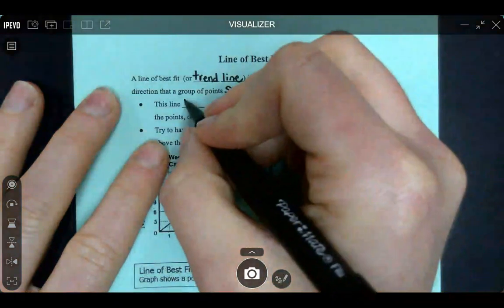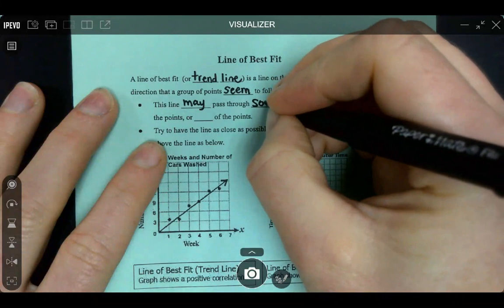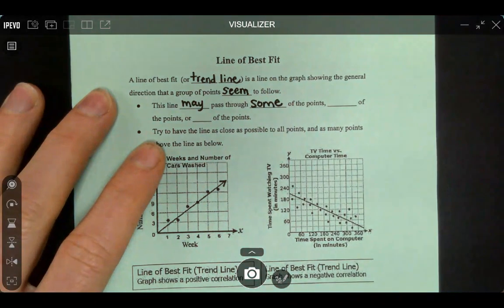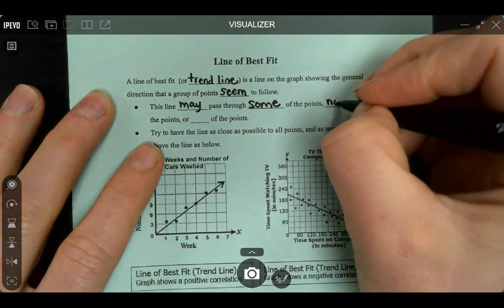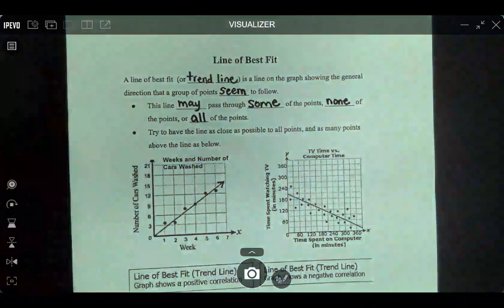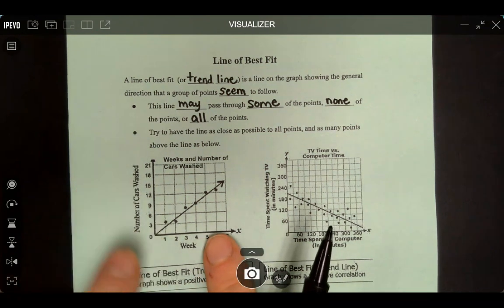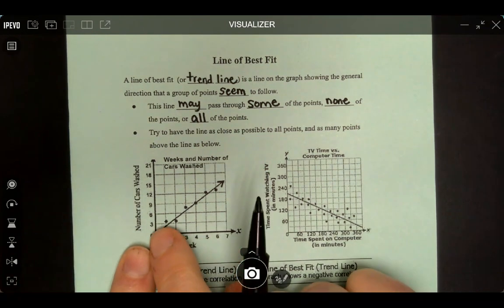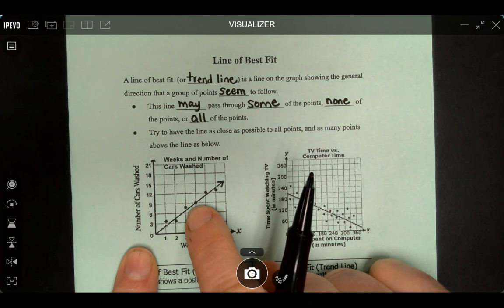This line may pass through some of the points, none of the points, or all of the points. So it doesn't have to go through every single point because you want it to be a straight line. Here's some examples. So this first one, see how it goes through the points, but it only actually passes through one of them.